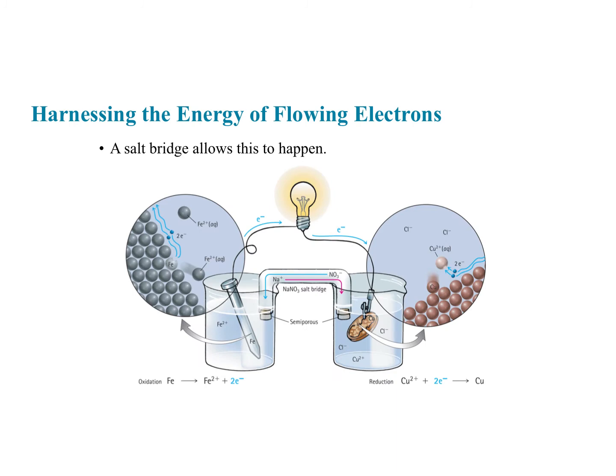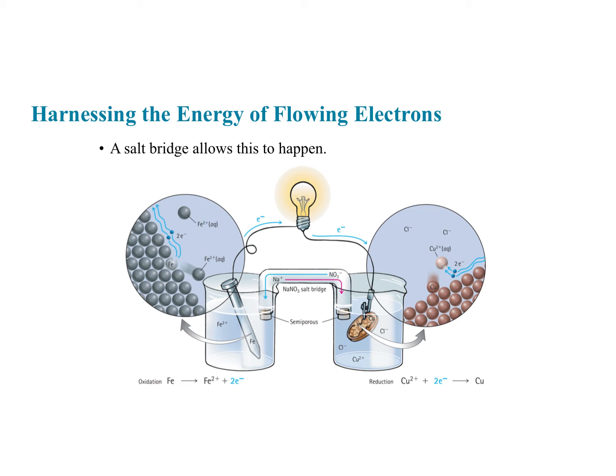We provide a path for those ions that are building up in these solutions to move around. And so one way to do that is to create what's called a salt bridge. So here we have the same setup, but we have a sodium nitrate salt bridge here, and there are some porous plugs here, so they're porous so that these things can move from one to the other.